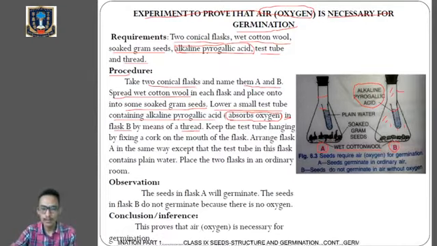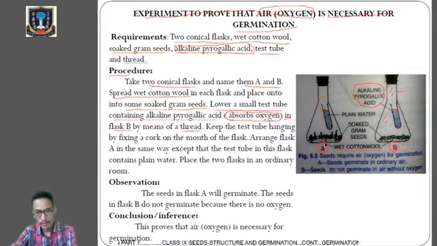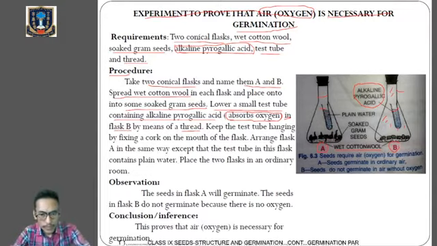Similarly, in conical flask A, we will put a test tube also, but this test tube contains plain water. Clear? So instead of alkaline pyrogallic acid, the test tube in this conical flask will contain plain water.